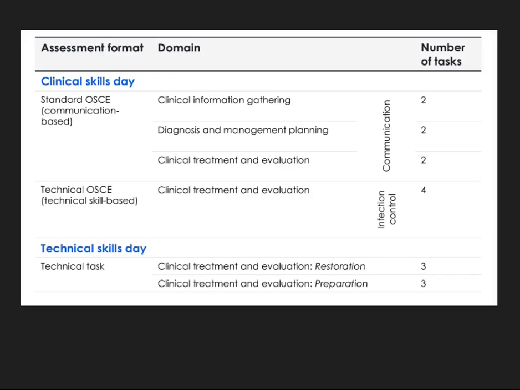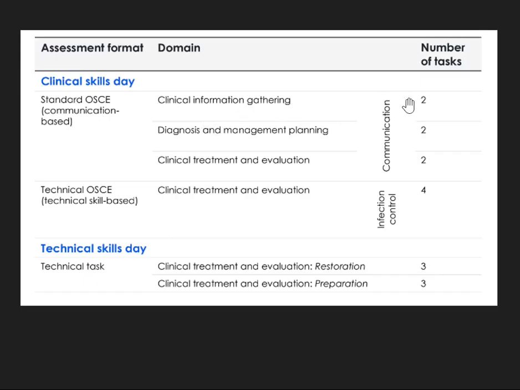Candidate is assessed for the practical exam, all right? Now, in order to pass the practical exam, the candidate has to pass 7 clusters, okay? On the clinical skills day, you have 5 clusters. On the technical skills day, you have 2 clusters, okay? Now, with respect to the clinical skills day, the first cluster you have is clinical information gathering.